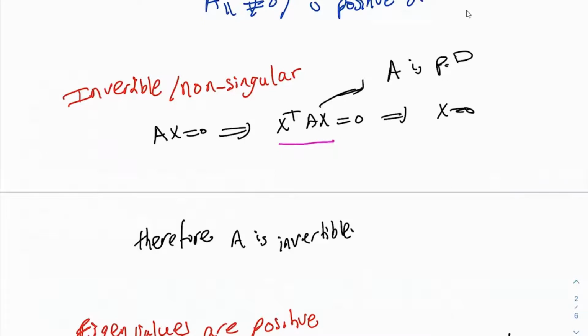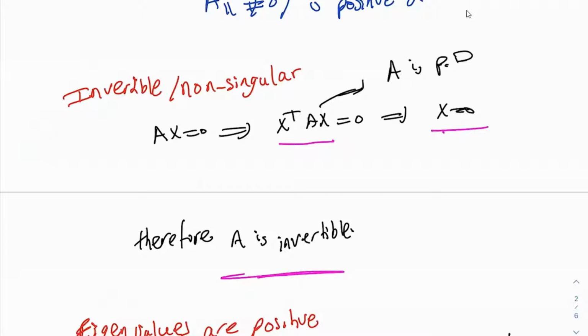But wait, I said A is a positive definite matrix. Therefore, X transpose AX is 0 if and only if X is equal to 0. So we prove that AX equal to 0 gives us X equal to 0. Therefore, A is invertible. Very important, right? If A is positive definite, then it's invertible. So it's a necessary condition. If it's positive definite, it's necessary for it to be invertible.